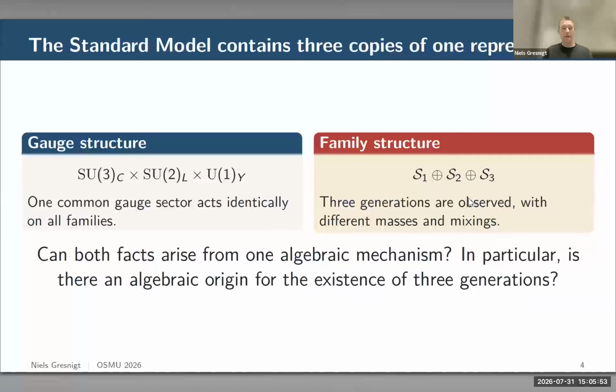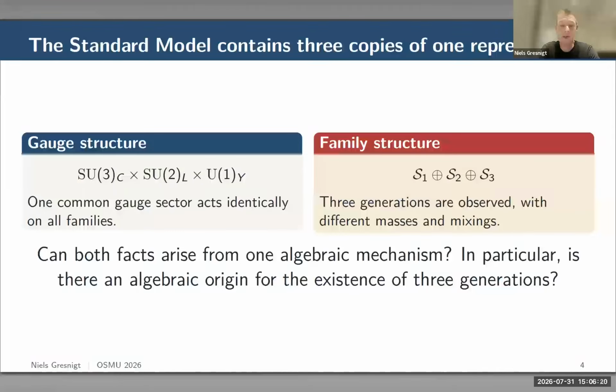So the goal then is to represent the gauge structure of the standard model and just have a single gauge group that acts identically in all three generations, or all three families. Whereas for the family structure, the generation structure, I want three generations, which is what we observe, and I want them to be linearly independent.